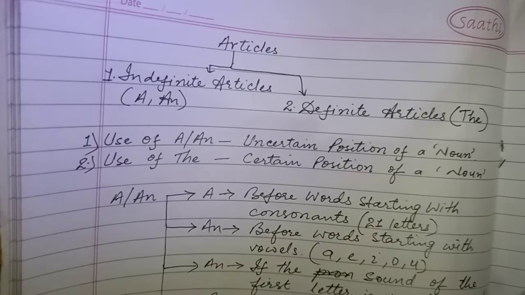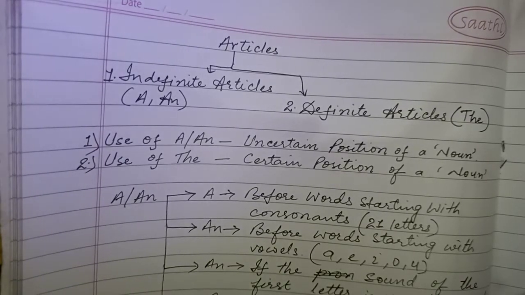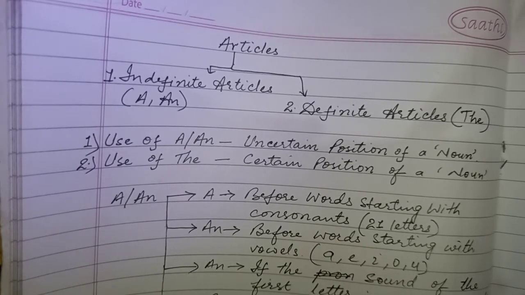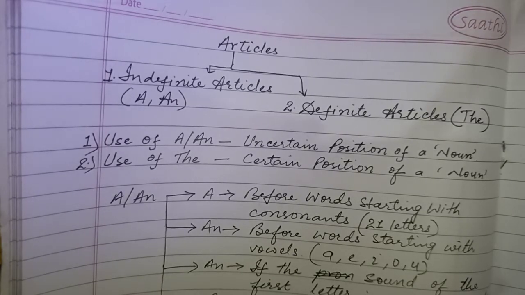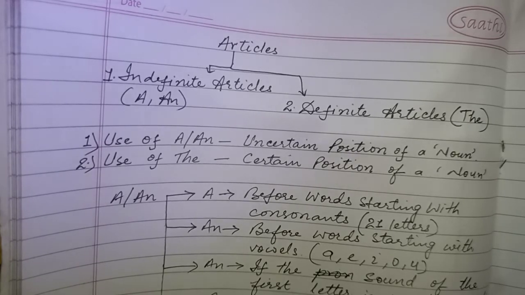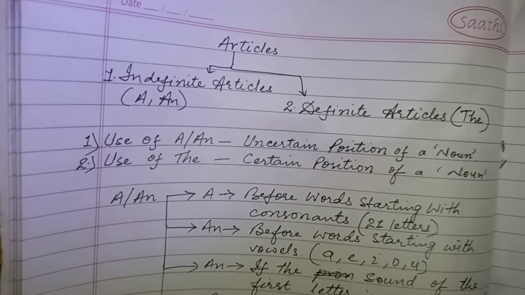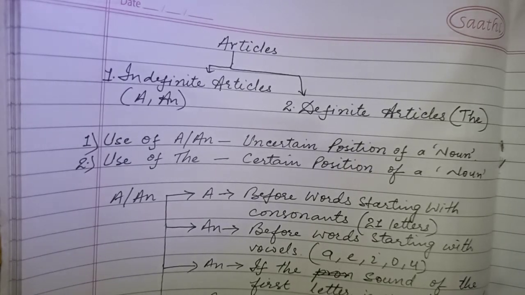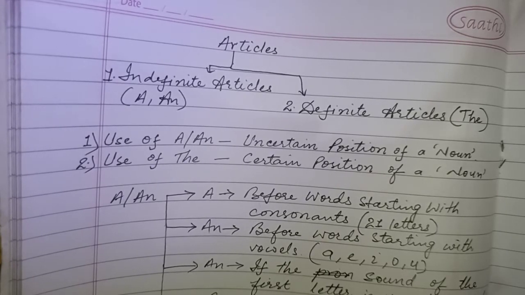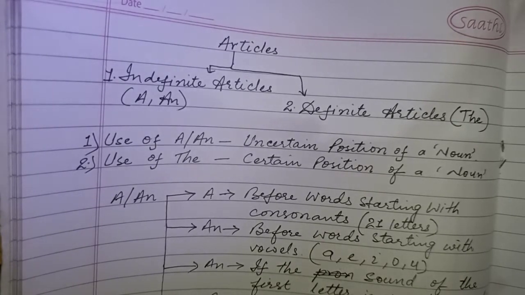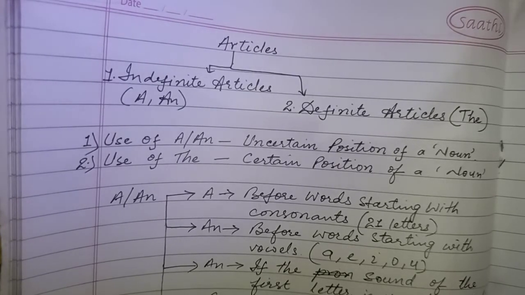The is used for a certain position of a noun. The is used for those nouns when you are talking about the particular or the certain thing or the certain noun. For example, this is the pen which I lost yesterday. Here the is used for a particular noun in the particular sense. It means that you are not talking about any pen, you are talking about the same pen.